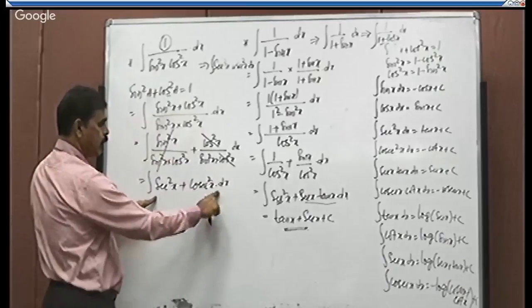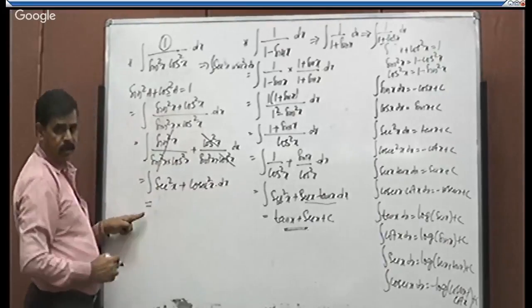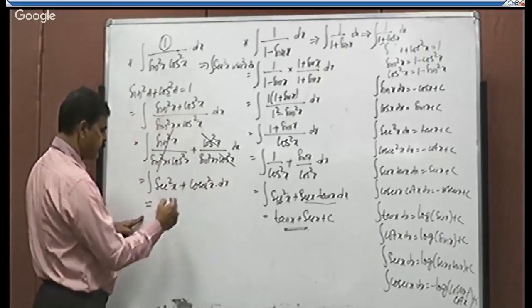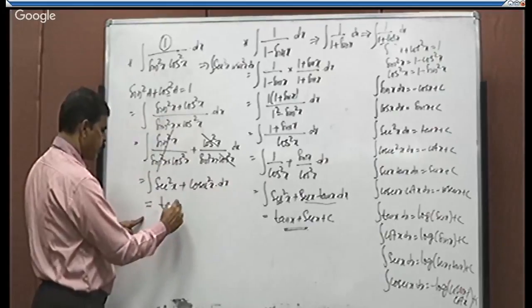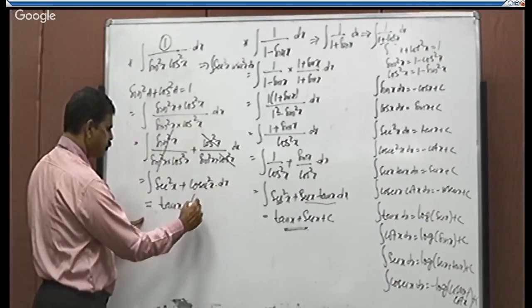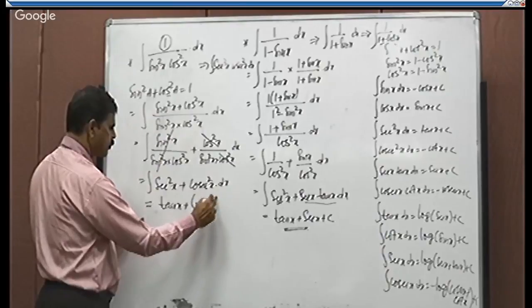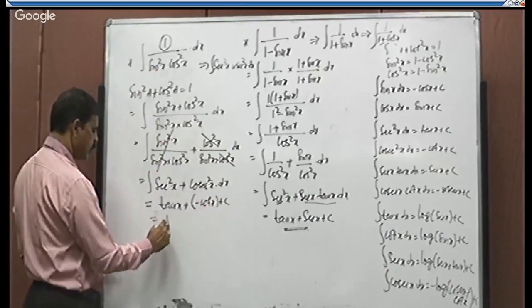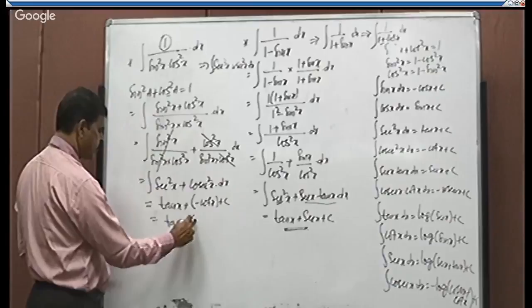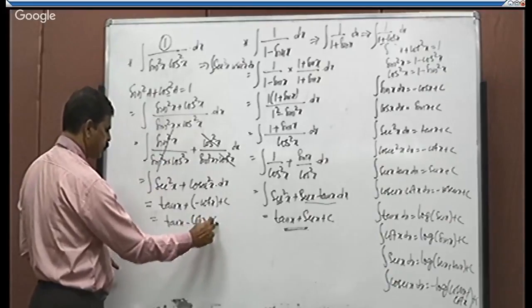Got it? Now it is integrable. Write its formula. Integration of secant square x is what? It is tan x. Plus integration of cosecant square x is what? Minus cot x plus c. That is equal to tan x minus cot x plus c.